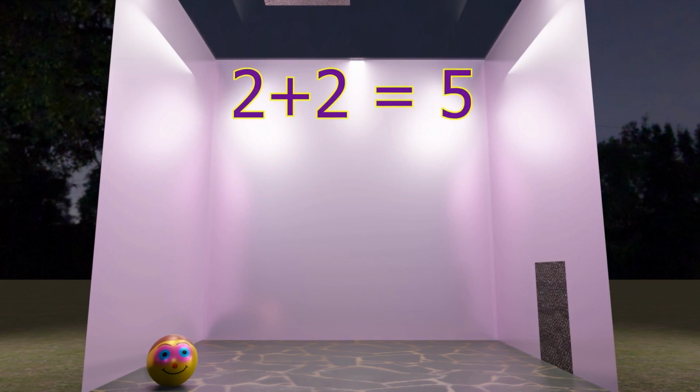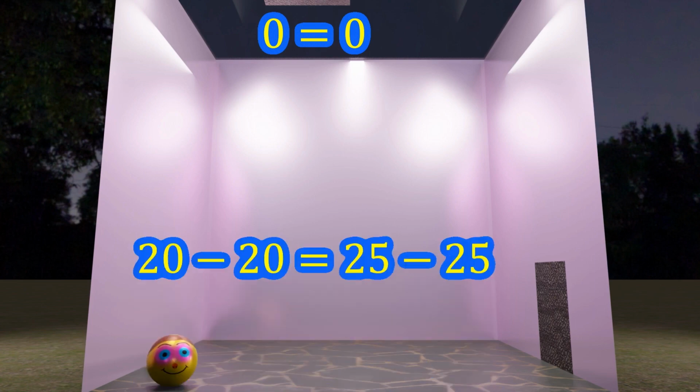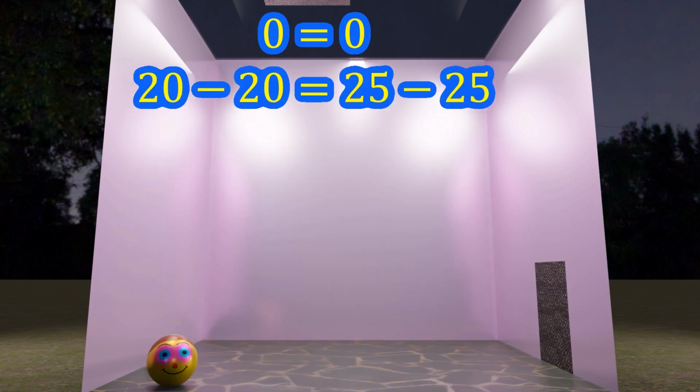We're gonna prove that 2 plus 2 equals 5. So, we start from 0 equals 0. Yep, it is right, as all of us know. Let's substitute the left 0 with 20 minus 20, and the right 0 with 25 minus 25.